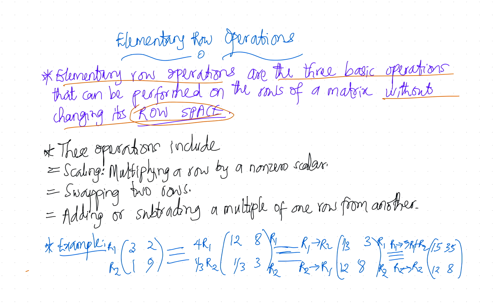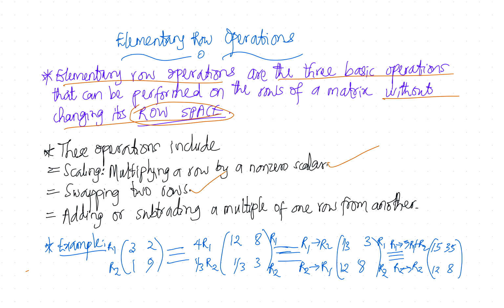The three elementary row operations are this. You have scaling. Scaling means you're multiplying a row by a non-zero scalar. It can be a whole number, an integer, a fraction, any kind of number. As far as you're multiplying a whole row through by a particular number, that is what you can call scaling. The next thing is that you can swap two rows.